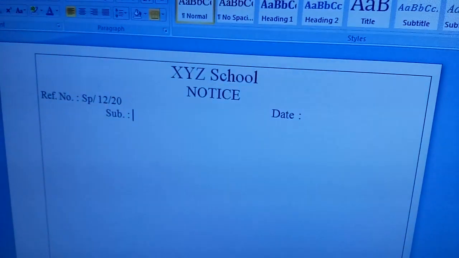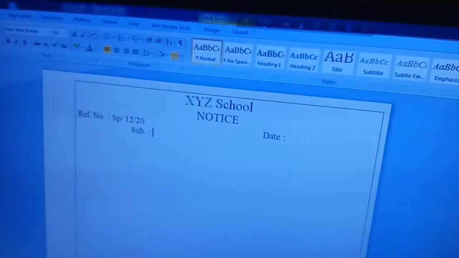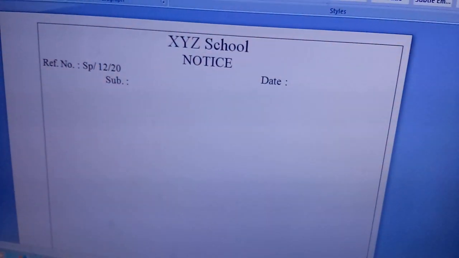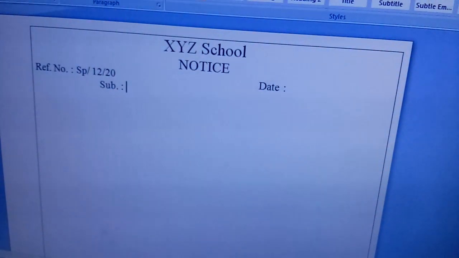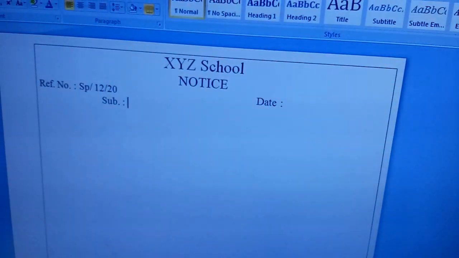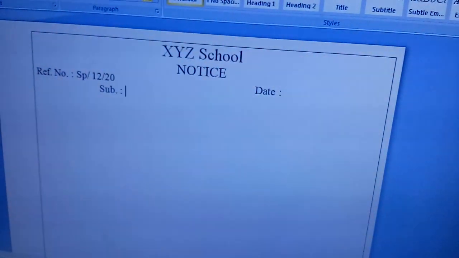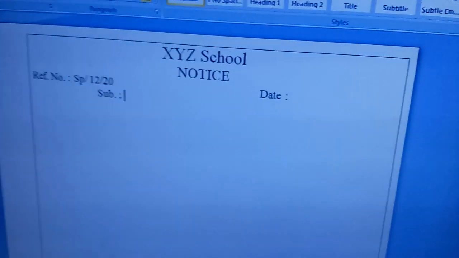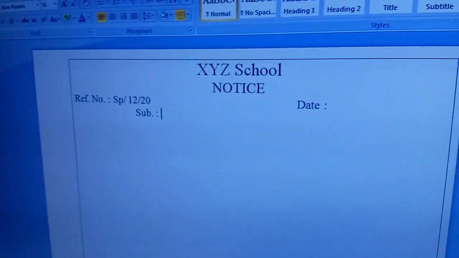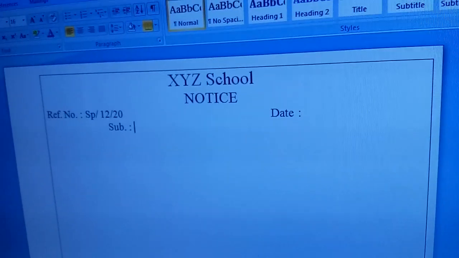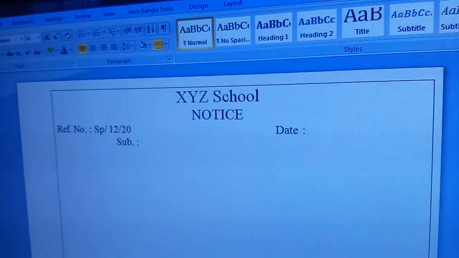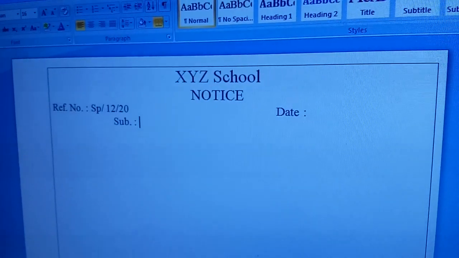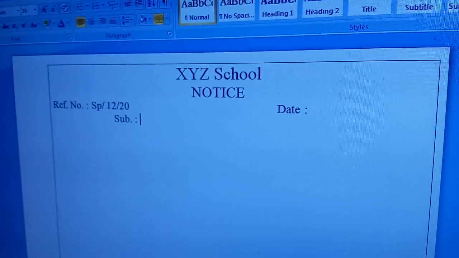Your school is going to host the inter-school district sports competition. Suppose you are the secretary of the sports club of your school. Write a notice within 100 words calling students to participate in the competition. Mention the time, date and venue of the competition. Your notice should be countersigned by the headmistress or headmaster of your school. This is also very important. Your notice must be countersigned by the head of the institution.